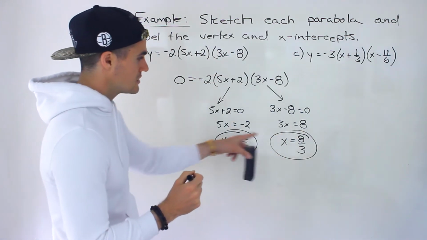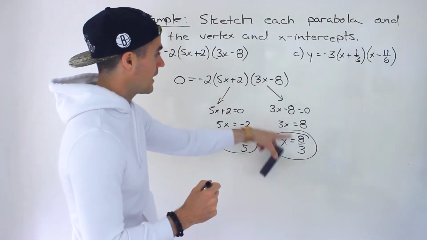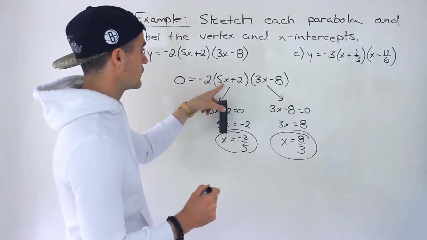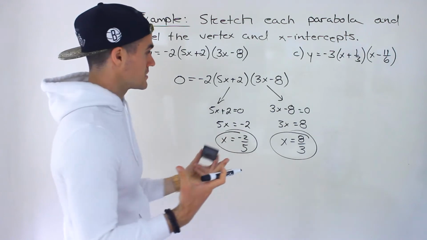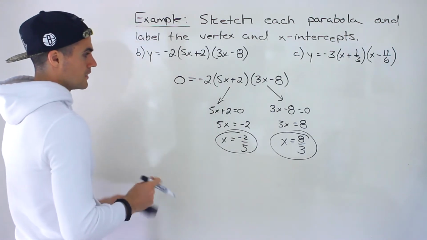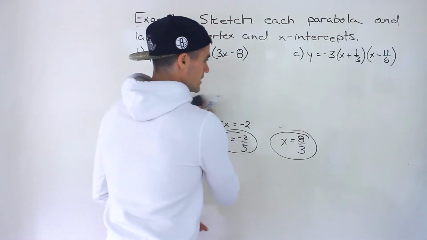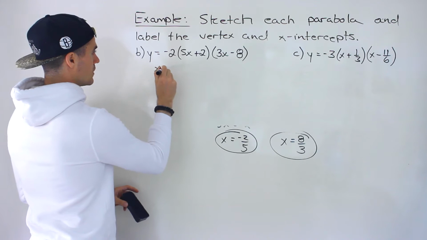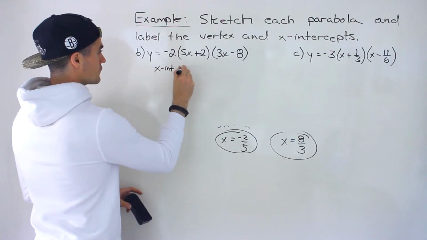And again, if you want to check these values, plug it in here. Plug 8 over 3 in here, you'll get 0. Plug negative 2 over 5 here, you'll also get 0 for the bracket, which would make the whole thing 0. So let's keep track of these x-intercepts over here. Let's write out the full coordinates.